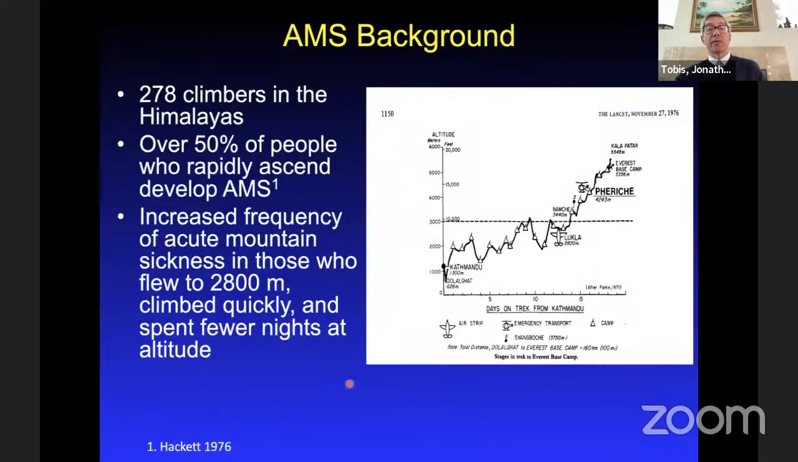Hackett from Colorado did some elegant studies in Nepal on people who hiked up to the Himalayas, hiked up to Mount Everest. 50% of people who ascend rapidly develop acute mountain sickness. You can also fly into Lukla from Kathmandu and then hike, but you don't have the ability to acclimate. So that's where a lot of people get high altitude sickness.